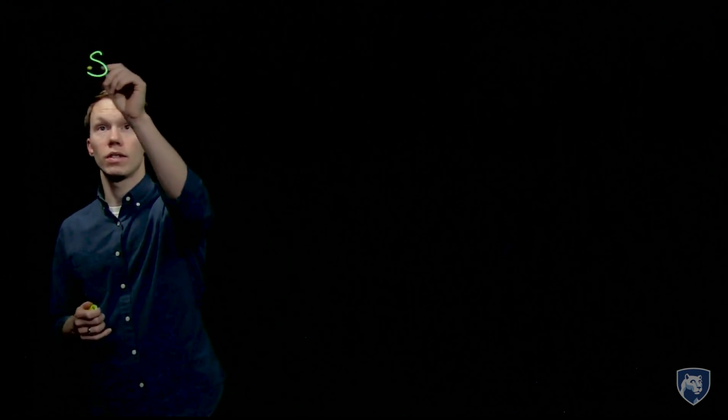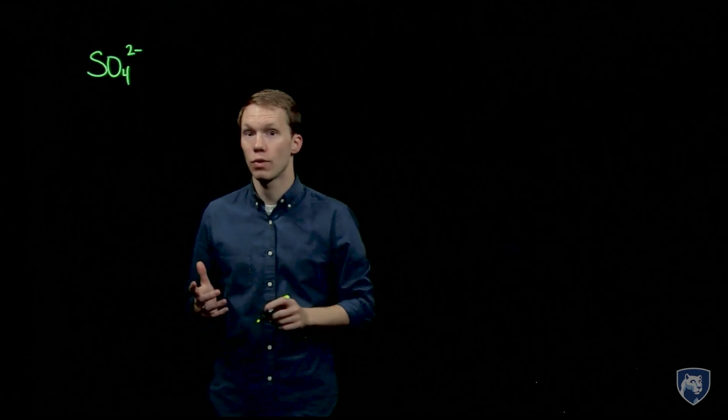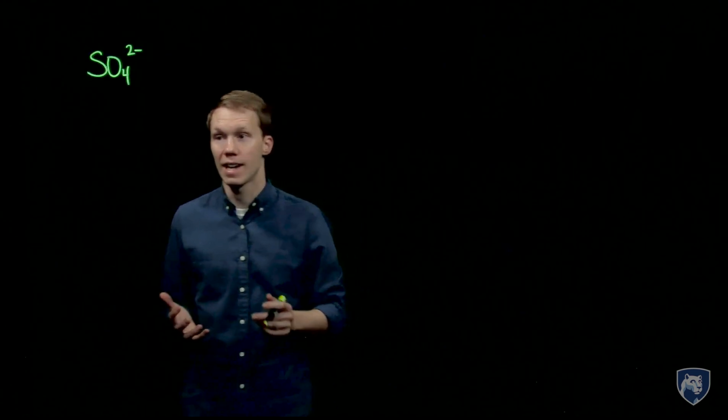Hi everyone. In this video, we are going to connect the concepts of resonance and expanded octets. We can actually use resonance theory to come up with more stable structures that exceed the octet for period 3 elements and below. So the easiest thing to do to illustrate this is to look at an example. So let's take SO4 2-, the sulfate anion.